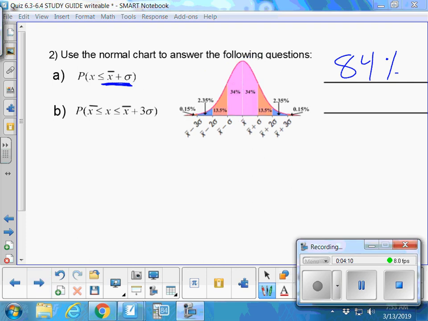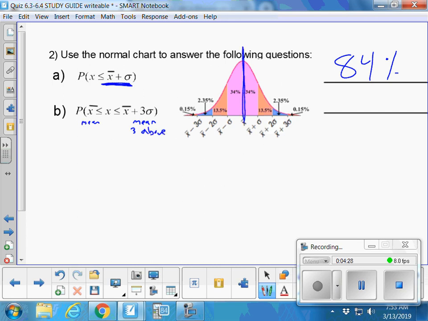All right, part B. Now we want the probability that my randomly selected x value would be between x bar and x bar plus 3 sigma. So that's the mean and 3 deviations above the mean. So let's find those locations. Here's the mean. Here is 3 deviations above the mean. So if we want the probability of living in there, we'll add up those zones. If this is 34%, you're going to add up another 13.5 and another 2.35, which is 50 or whatever you said. 47.5.